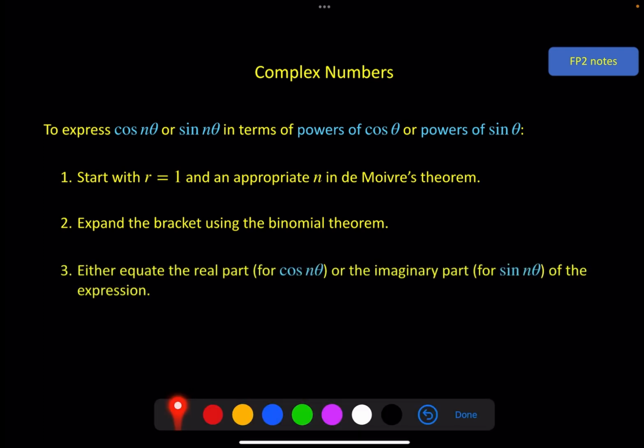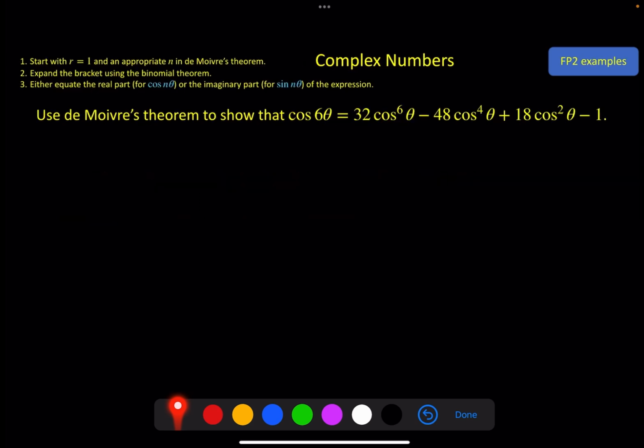Finally, you either equate the real part if you're looking for cos, or the imaginary part if you're looking for sine, of the expression that you end up with. So this is a very systematic method. You follow the same method every time. So the method is up here in the corner, and we'll do just one example of this because it's the same every time. Use de Moivre's theorem to show that cos 6 theta, so my n will be a 6, is equal to this expression.